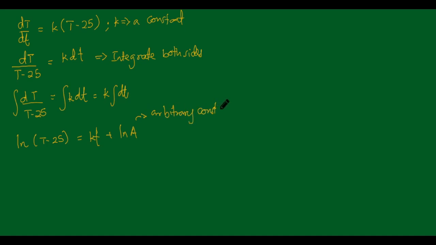It has been written with natural logarithm just for simplification purposes. So we can combine ln(T minus 25) and ln A. So we have that ln(T minus 25) minus ln A is equal to kt. So using our laws of logarithm, we have that ln((T minus 25) divided by A) is equal to kt.